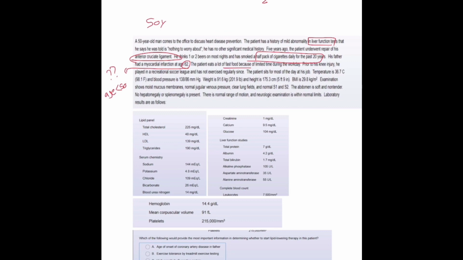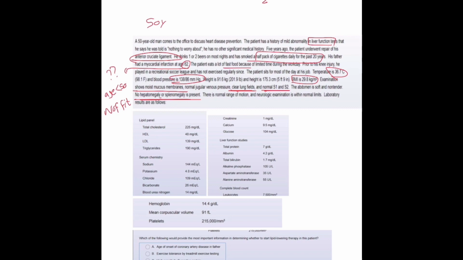He's not exercising anymore. His temperature is okay. His blood pressure is elevated. His BMI is high, so he's not fit. Examination shows a moist mucous membrane. This is ruling out diabetes, and he has normal jugular vein pressure. On auscultation, his lungs are clear, normal heart sounds, abdomen is soft, no hepatomegaly, no splenomegaly. His neural exam is also perfect.